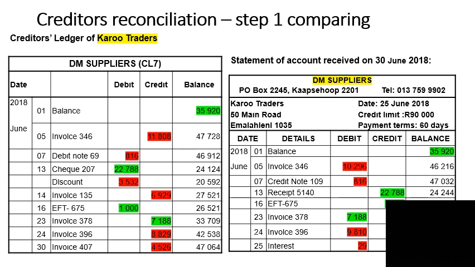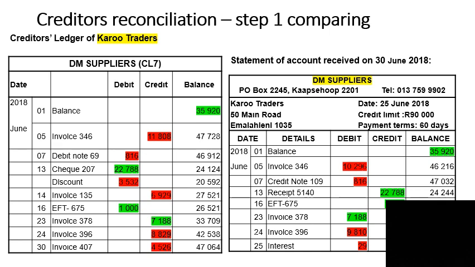Balance at the beginning, 35,920. It was common from the ledger and the statement. On the 5th, invoice 346, we have recorded it as 11,808. The supplier recorded it as 10,296. It is not common. A debit note 69 for 860 on the debit side was recorded on the same date as credit note 109 for 816. The problem with this one, it is recorded on the same side, on the debit, so it is not common. We have to check the sides as well. Debit note is on the debit, credit note must be on the credit, so it is not common.